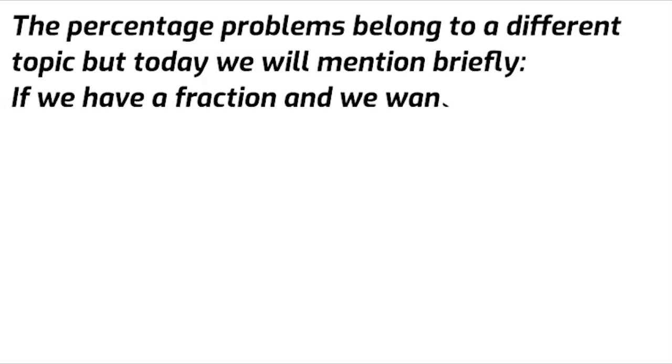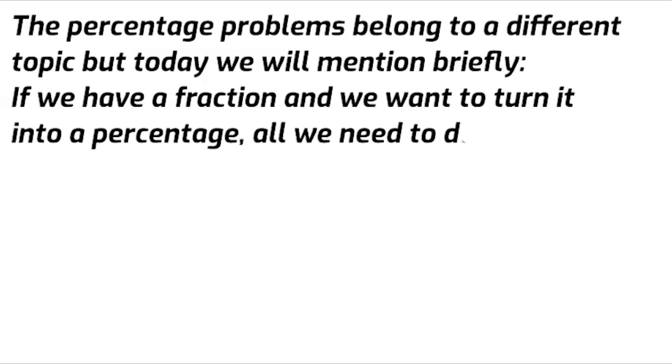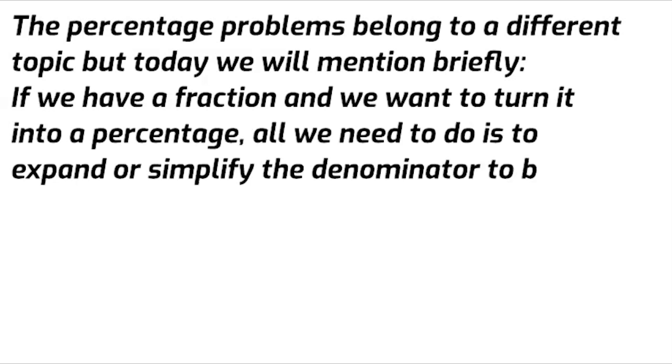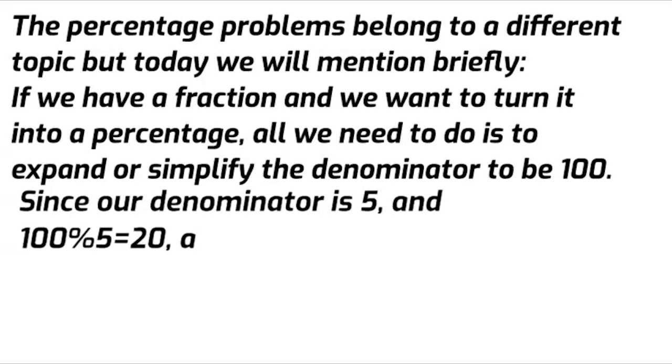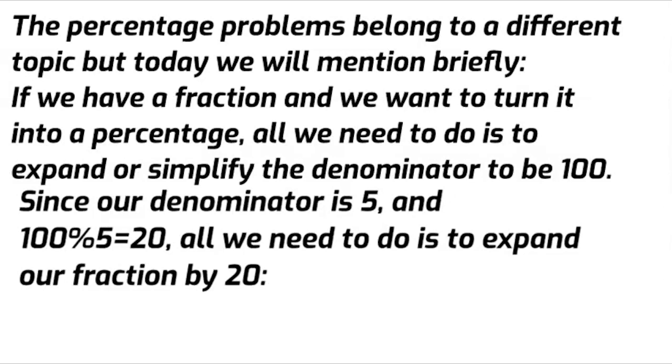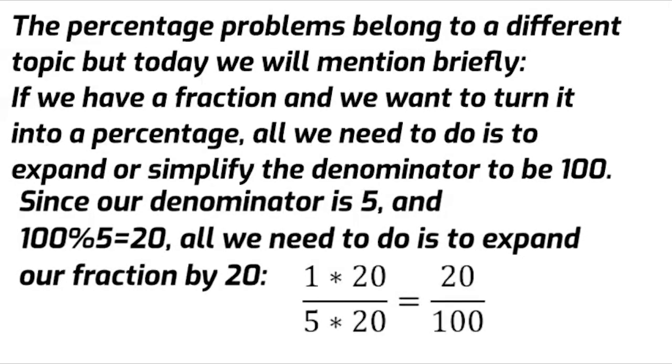If we have a fraction and we want to turn it into a percentage, all we need to do is to expand or simplify the denominator to be 100. Since our denominator is 5, and 100 divided by 5 is 20, all we need to do is to expand our fraction by 20 and we get 20 over 100.